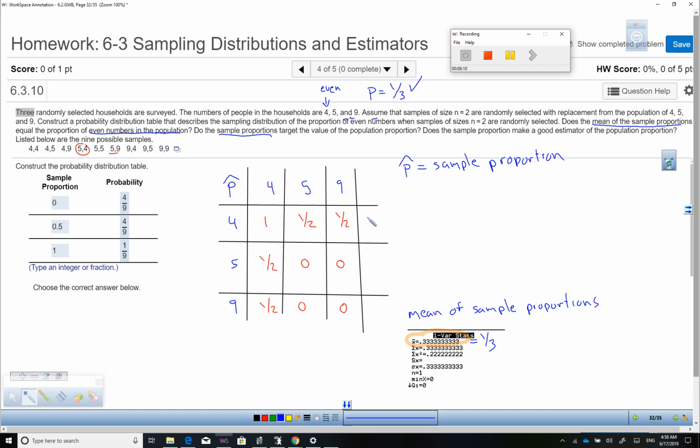Okay, so the answer for this question: does the mean of the sample proportions equal the proportion of even numbers in the population? The answer is yes. Do the sample proportions target the value of the population proportion? The answer is yes again. Does the sample proportion make a good estimator of the population proportion? Yes. We obtained it here and here, right? So that's how you do this problem.